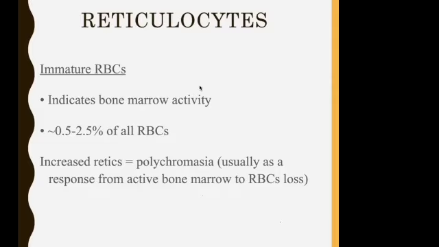Now, if the RBC requirement goes much beyond the bone marrow's capacity, it's going to do the same thing that we discussed before, which is that it's going to start pumping out immature RBCs. So whenever we look at a CBC and we start seeing reticulocytes or immature RBCs, this is giving us an idea of the bone marrow activity. If we see a lot of reticulocytes, it means that this patient's bone marrow is overworked.